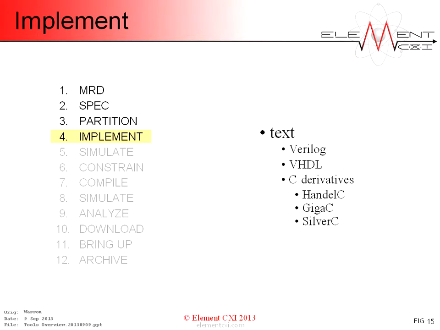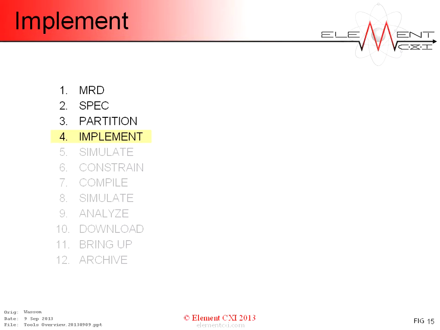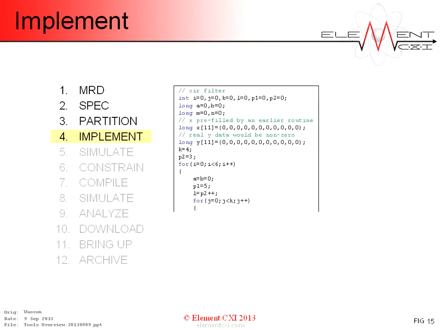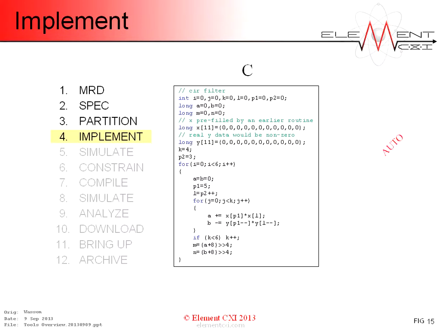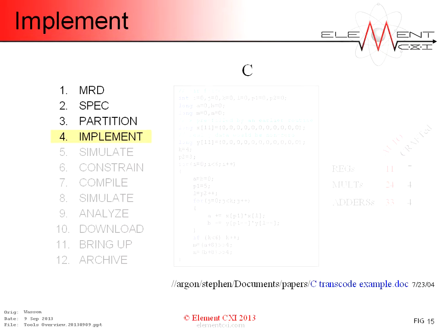Text-based tools do have an advantage in being architecture agnostic, but this generality is also their weakness. For example, analyzing this small CIR filter coded in pure C, automatic loop unrolling into fully parallel paths generates 11 registers, 24 multipliers, and 33 adders. But the same loop can be unrolled into a pipeline of just 7 registers, 4 multipliers, and 4 adders. The analysis for this example may be found in my paper C transcode example.doc.